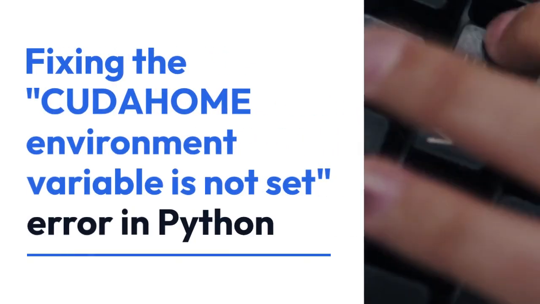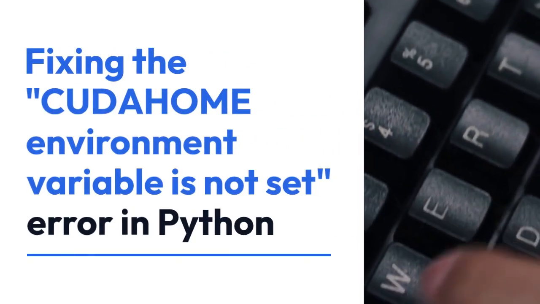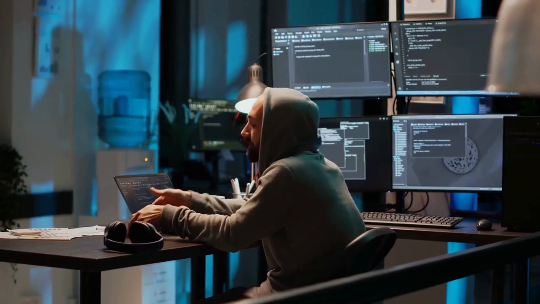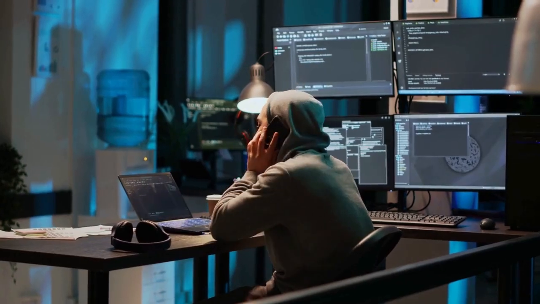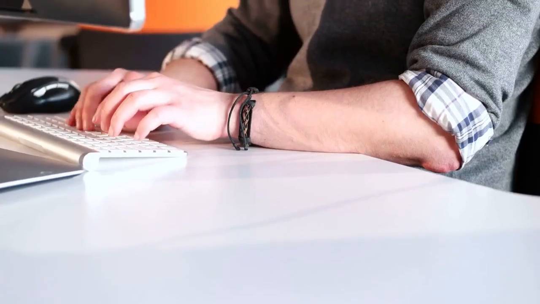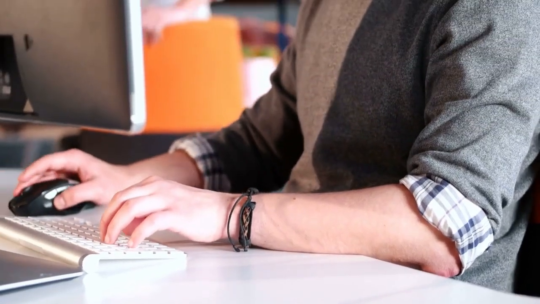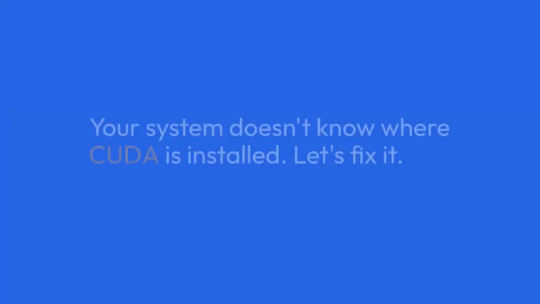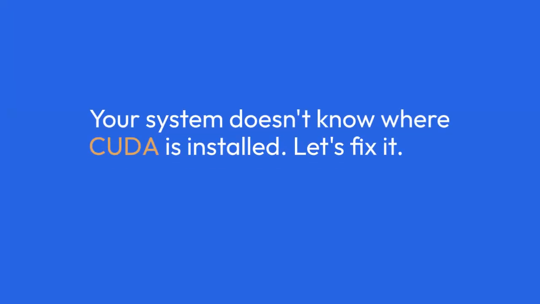We're explaining how to fix the CUDA_HOME environment variable is not set error in Python. This error typically pops up when you're trying to use libraries that rely on CUDA, NVIDIA's parallel computing platform, like TensorFlow or PyTorch. The root cause is that your system doesn't know where CUDA is installed.